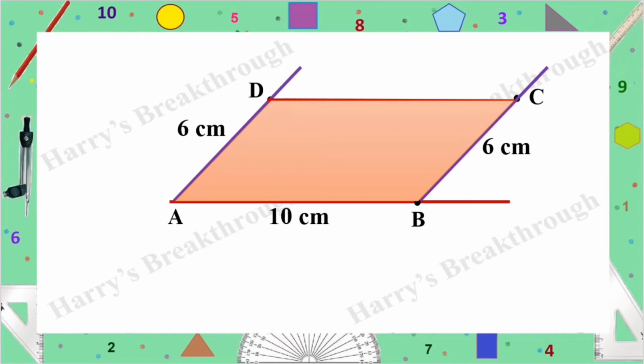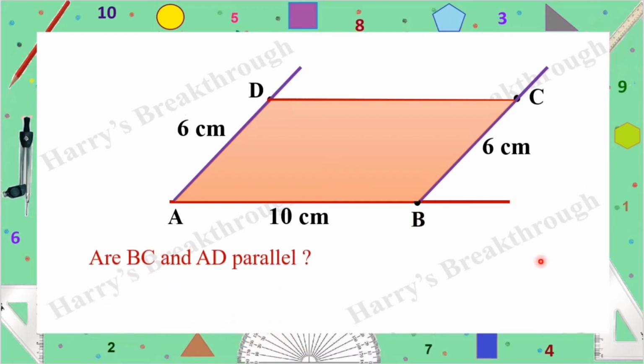Is this a rectangle? No, because for a rectangle, these 4 vertices should be 90 degree, or the 4 vertices should be perpendicular. So this is not a rectangle. What are the properties of this quadrilateral? Are the opposite sides of this quadrilateral parallel? Let's check.